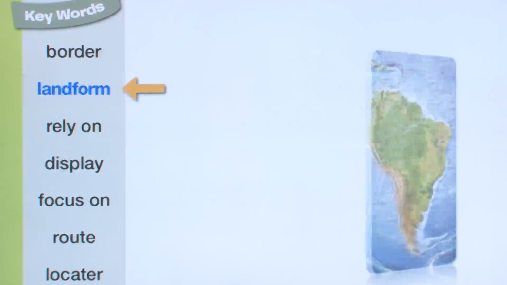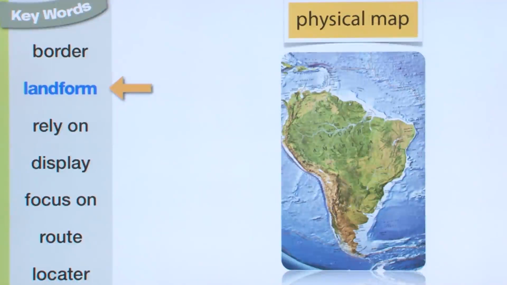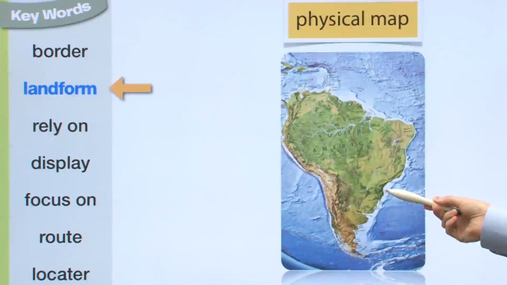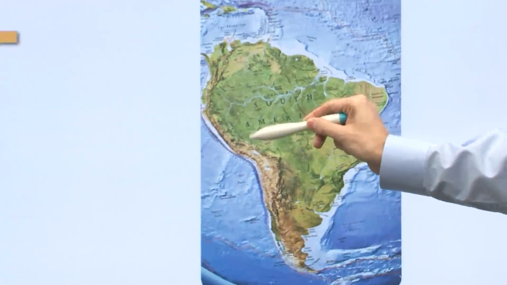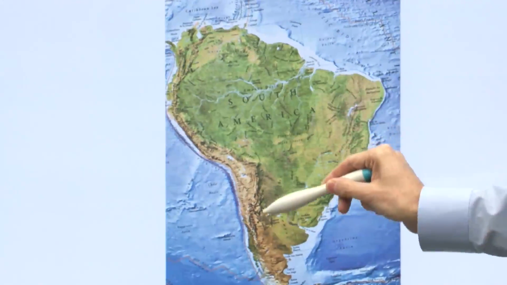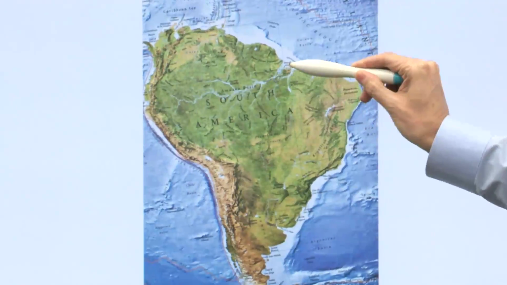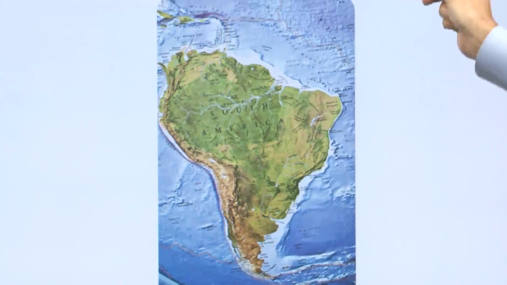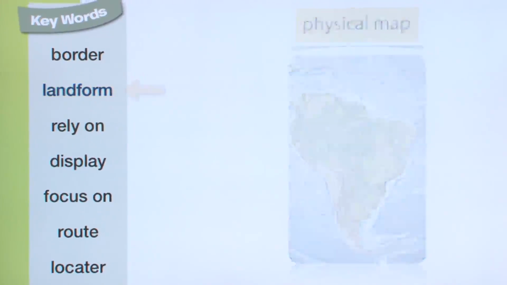And another type of map is the physical map. It shows the shape of the earth. It shows the landforms. This is South America. Brazil is over here, Chile is over here. And what does Chile have? Chile has the Andes Mountains. So the brown and the bumps are the Andes Mountains. All the green are the forests. There's the long river, the Amazon River. And you can even see the shape of the floor of the ocean too. That's what a physical map does. It shows us the shape of the earth, the landforms.